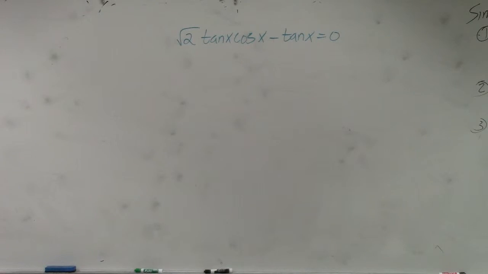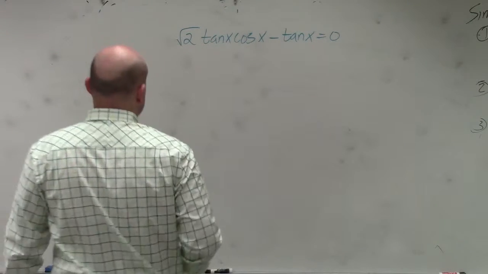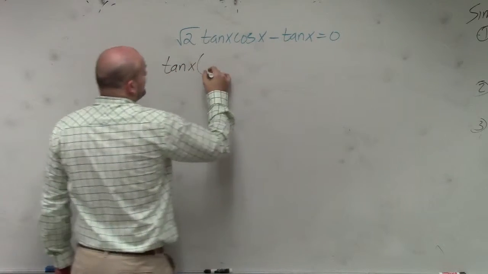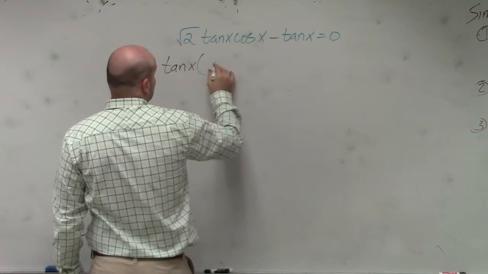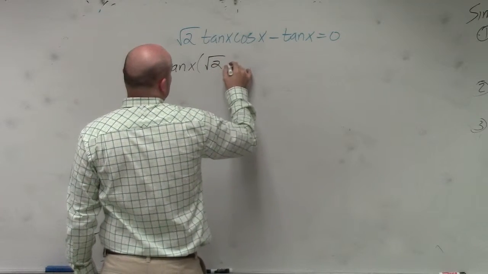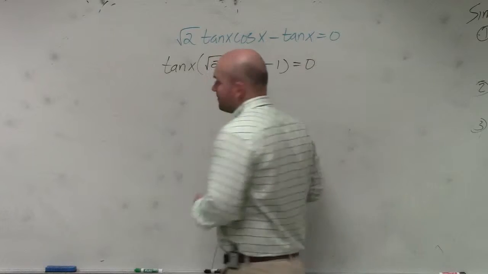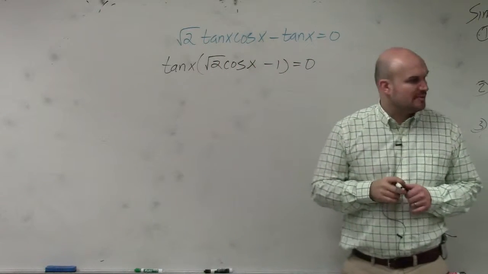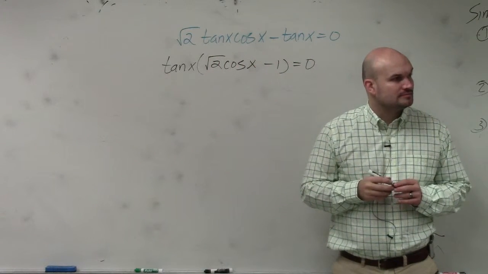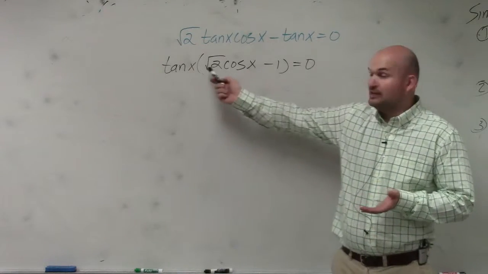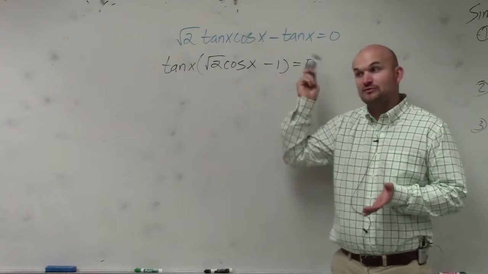So being the acute mathematician I am, I would say, well, why don't I factor out the common terms, which would be tangent of x. That's going to leave me with square root of 2 cosine of x minus 1 equals 0. Does everybody follow along with me?